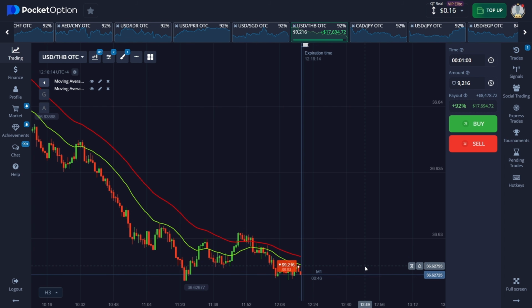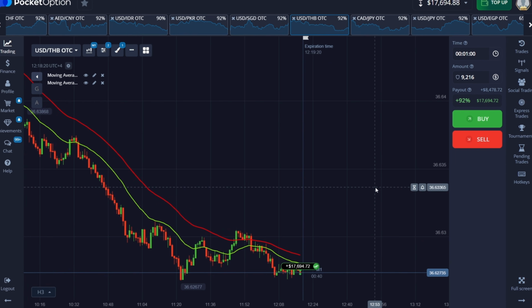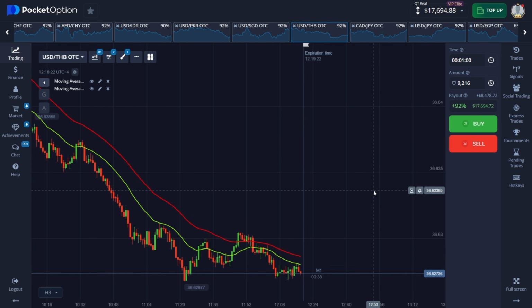With only a few seconds left, I won another trade. Now, my balance has turned into $17,694. We'll stop here because I've already made a good profit. I turned $50 into $17,694 by using the EMA strategy.